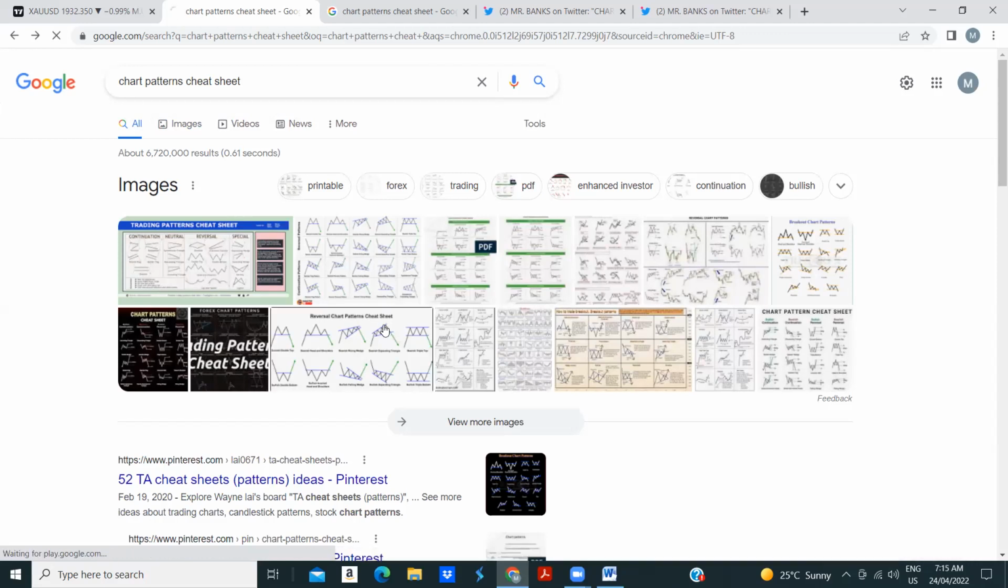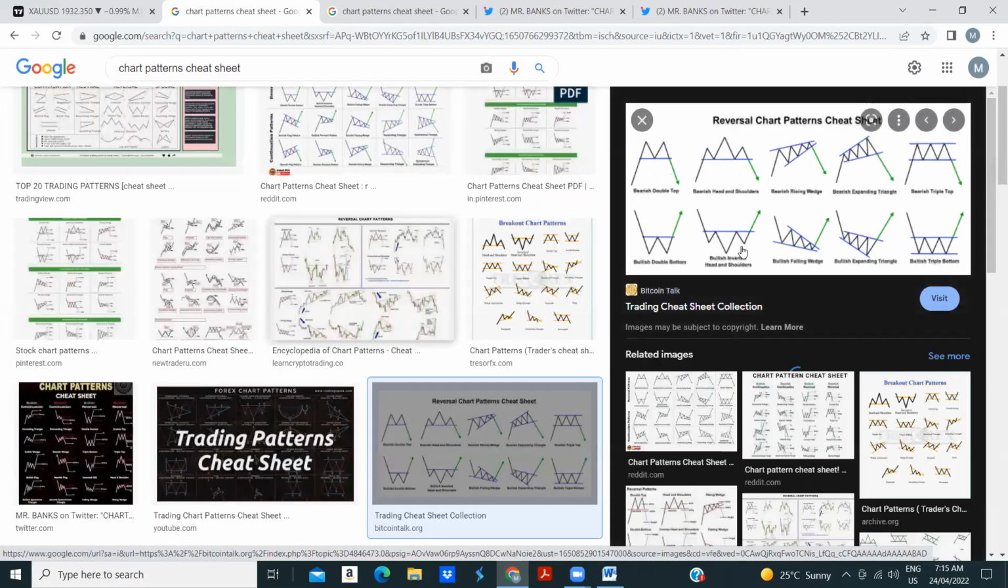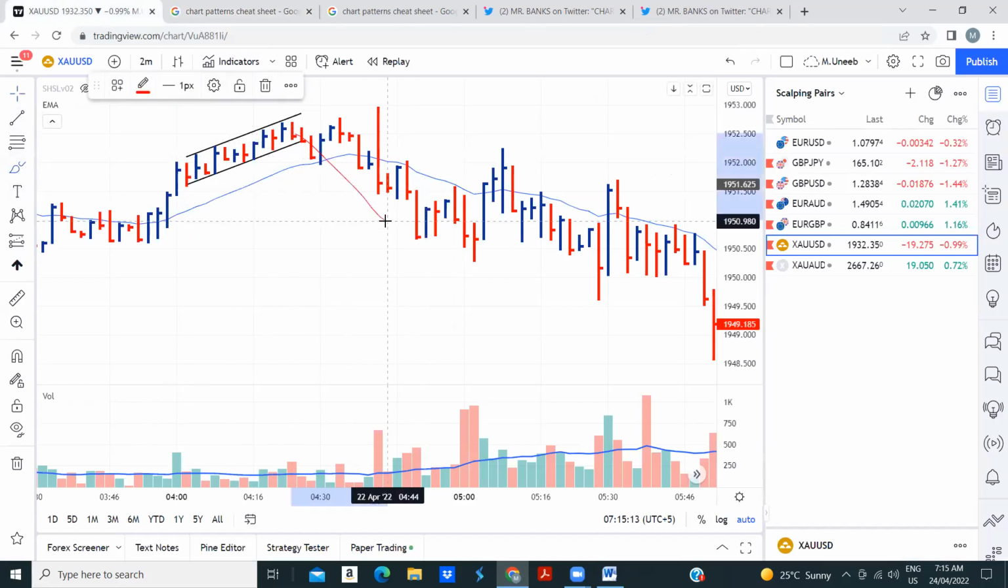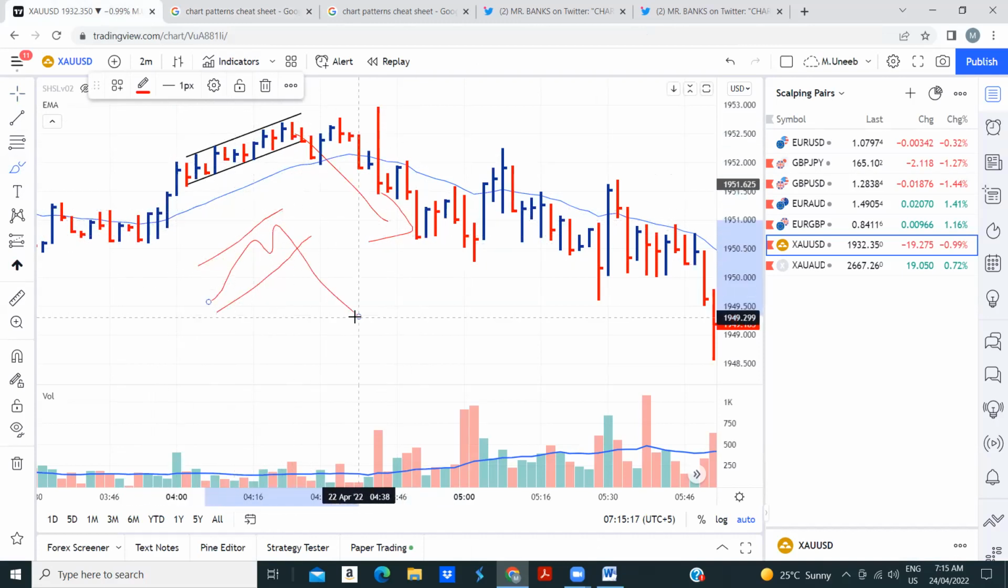Got it? For example, here, this one. See here, this pattern, rising wedge. Can you see this pattern here? Certainly on the top, which I identified. So this one will be, as I told you, the downside. If it's up like this, it will be down. If it's down like this, it will immediately revert to the upside. Got it?